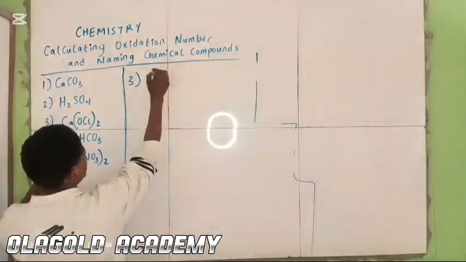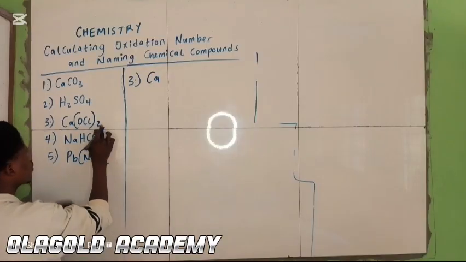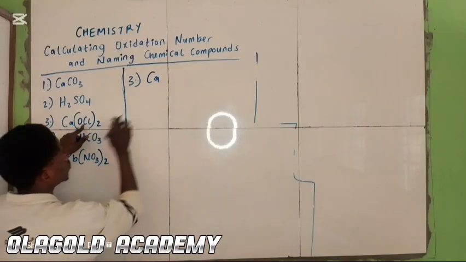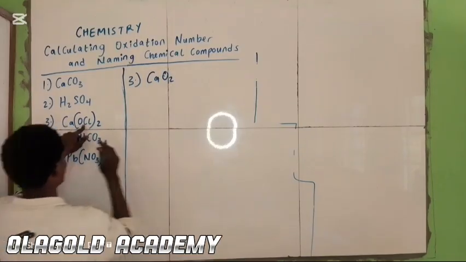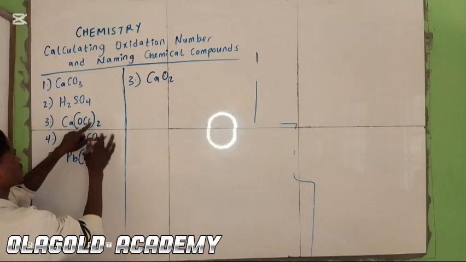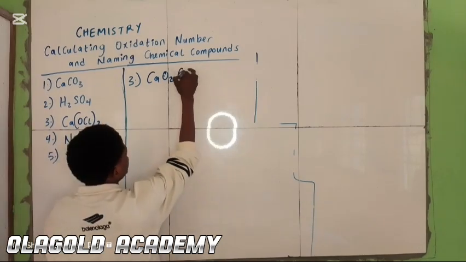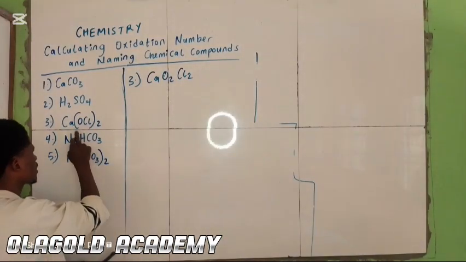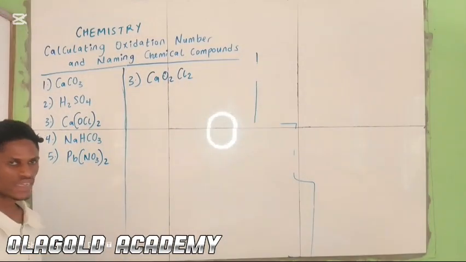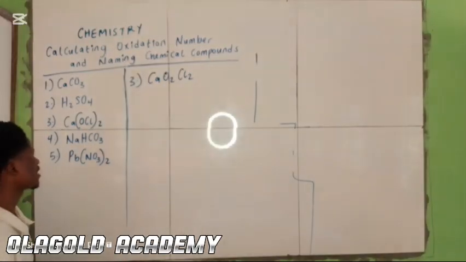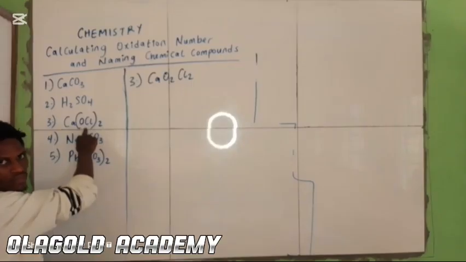I'm going to have Ca₂ times 1 here, O₂. Then 2 times 1 here for chlorine, Cl₂. The next thing, but mind you, in this case the one being oxidized is not calcium. Rather, the one being oxidized is chlorine.